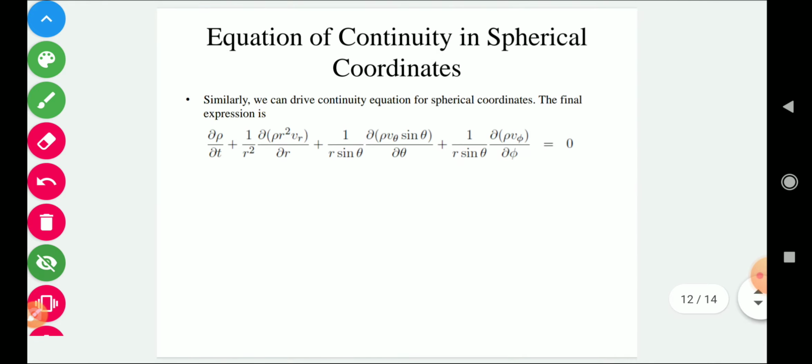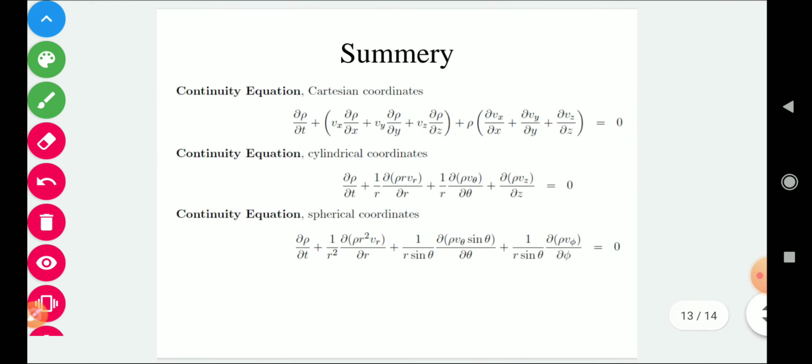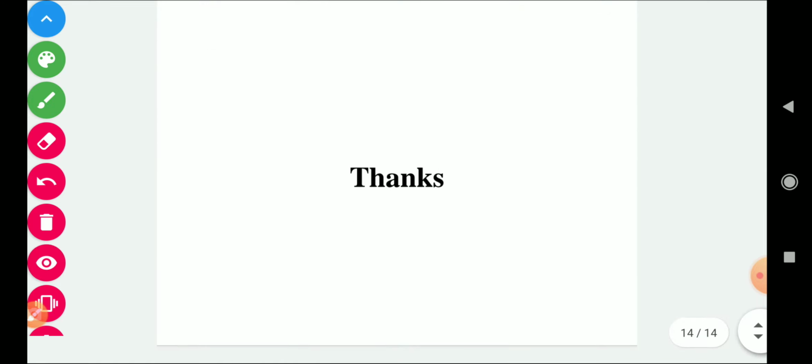Similarly, we can calculate the equation of continuity in spherical coordinates. So this is the final equation of continuity in spherical coordinates. Now in summary, these are the equation of continuity in Cartesian coordinates, the equation of continuity in cylindrical coordinates, and the equation of continuity in spherical coordinates. So this is the end of today's class. Thank you.